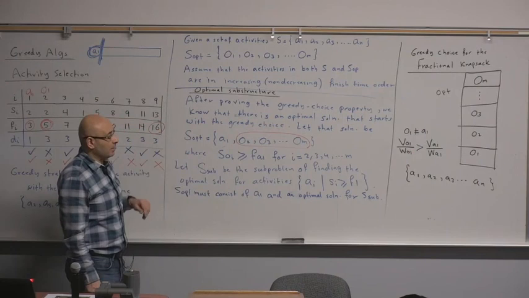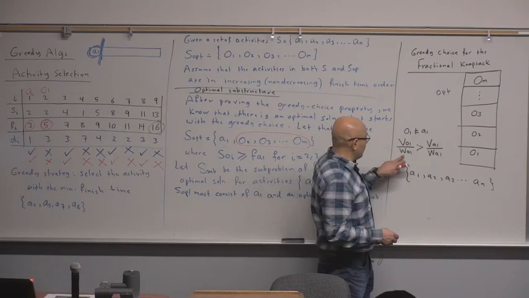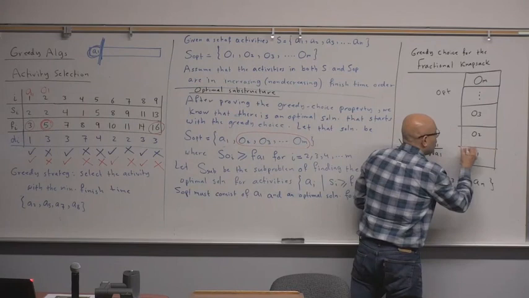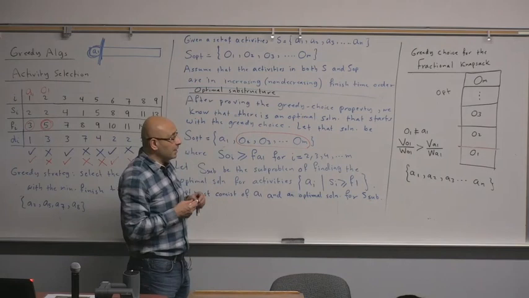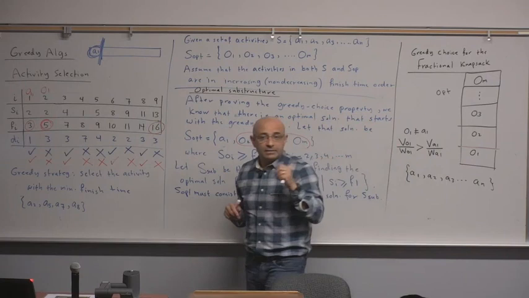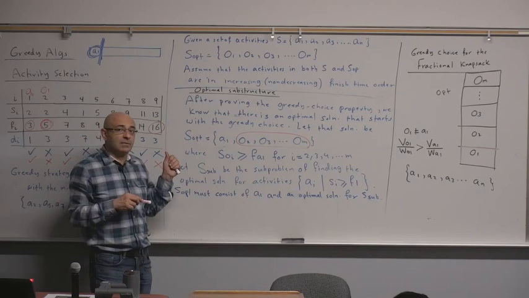Assuming that VO1 divided by WO1, that we are starting with an item that is not the greedy choice, then I can just replace this item or part of it with A1. Now, in replacement, what's the difficulty that will face me? Replacement here is not as easy as it was in the activity selection, because in the activity selection you just take an activity and replace it with another activity.